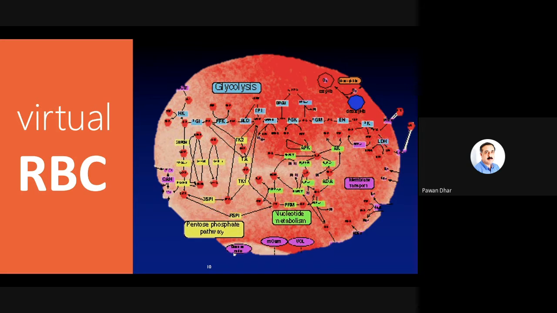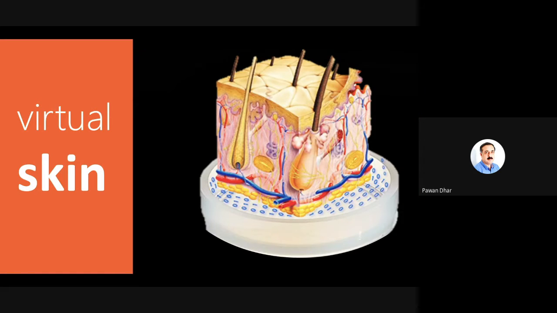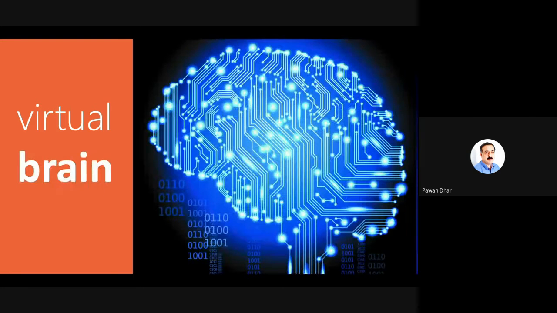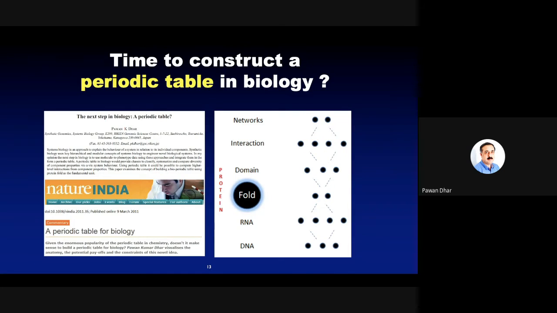This was the first virtual blood cell, which was released back in 1998 from a Japanese group. And then you have people capturing data at different levels. So I proposed some time back, well, we have a lot of data from the reductionist approach. So is this a time to construct a periodic table in biology? And if yes, what would be the property of such a periodic table?